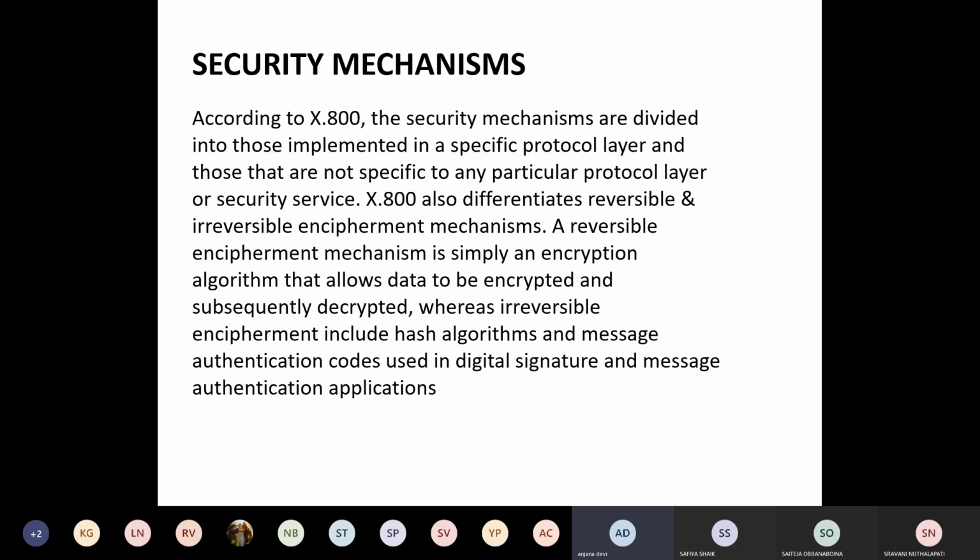A reversible encipherment mechanism is simply an encryption algorithm that allows the data to be encrypted and subsequently decrypted. It is a mechanism that allows the data to be encrypted and subsequently decrypted. Encryption means whatever the code you are entering and making some text.